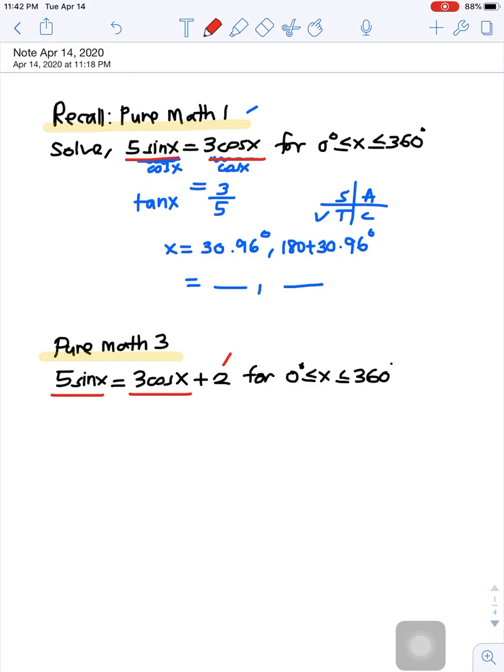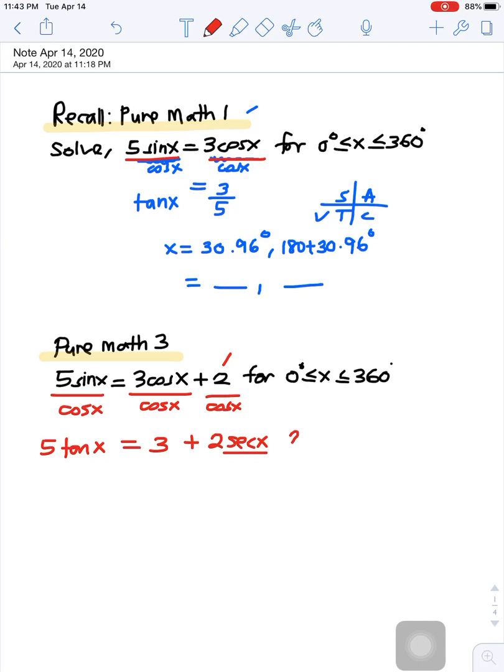So can I simply go and divide by cos x like what I did in AS level? By doing this, yes, I know that I am creating a constant value here, 3. I know I am creating a tangent x here, but I am creating secant x now. 1 over cos x is becoming secant x.